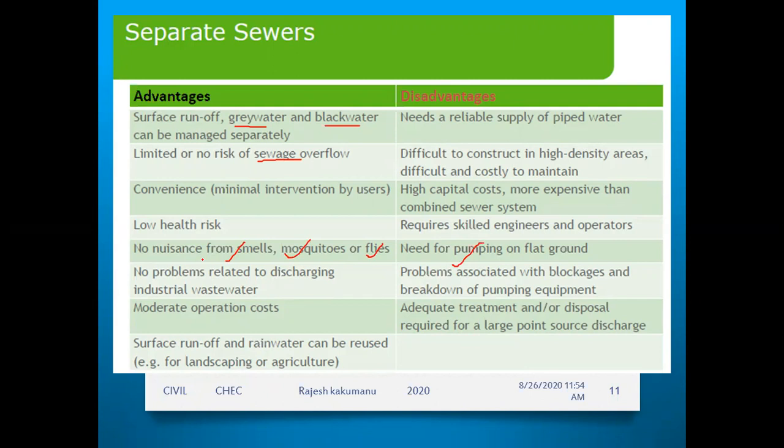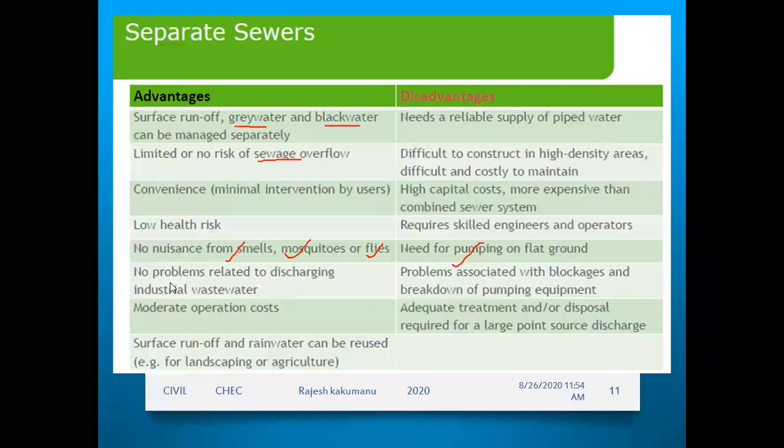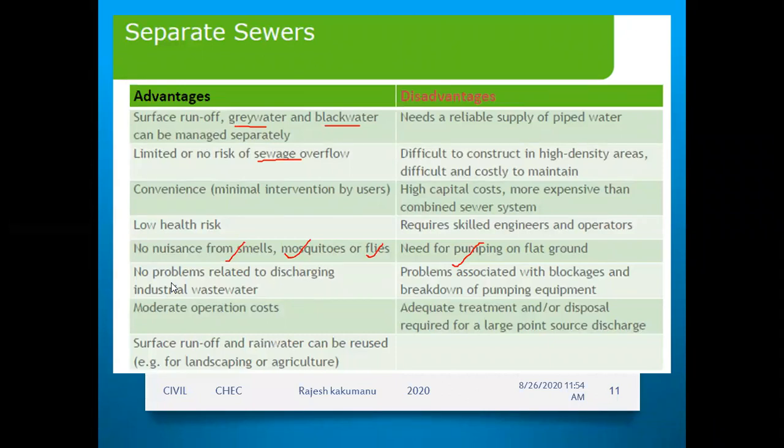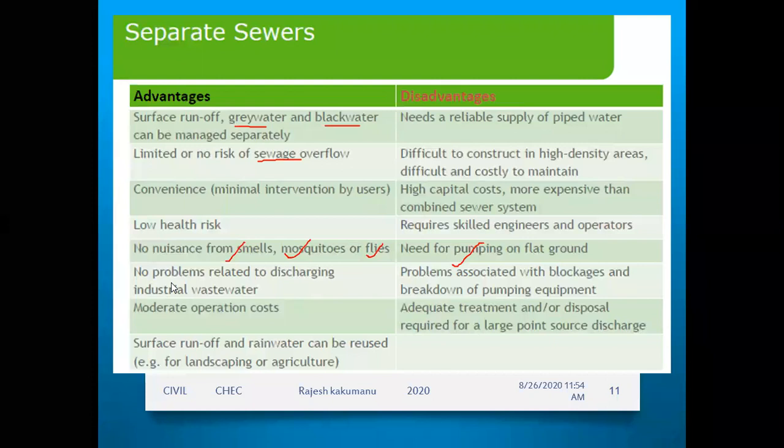Participants, 12 participants. Okay, no nuisance. No problems related to discharging of industrial wastewater. Problems associated with blockages and breakdown of pumping equipment. Surface runoff and rainwater can be reused in landscaping or agriculture. So whenever the water is treated correctly, then it is used for landscaping and agriculture purposes. Adequate treatment or disposal required for large point source discharge. Whenever we have to dispose the water, there will be proper disposal systems for the output. Next one.